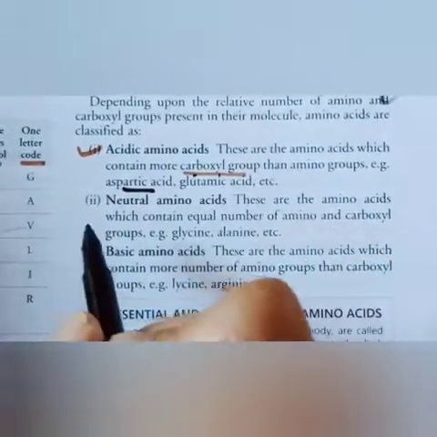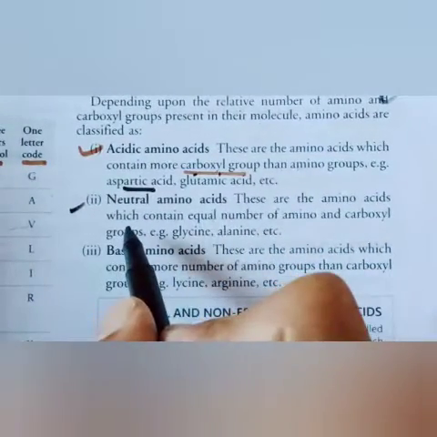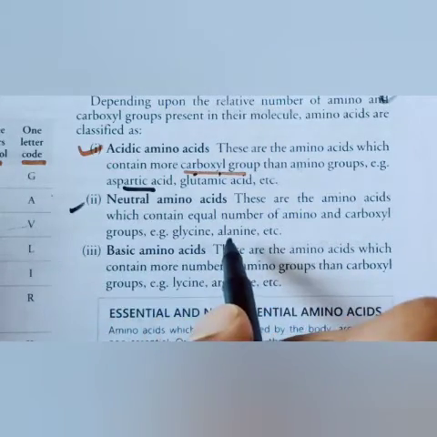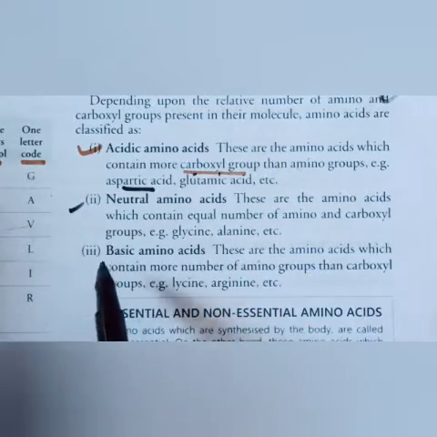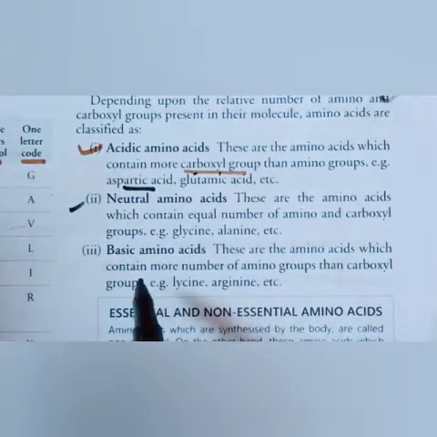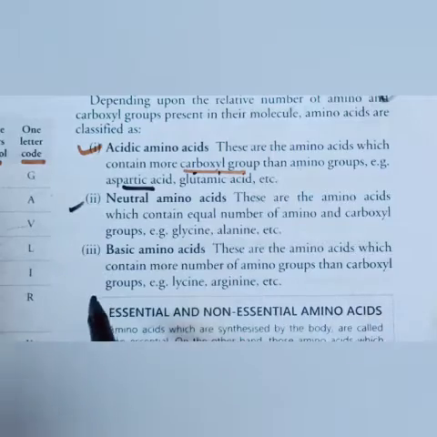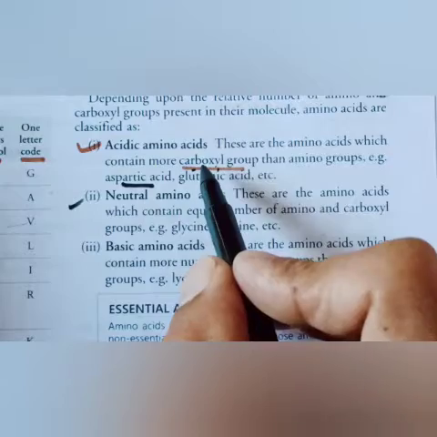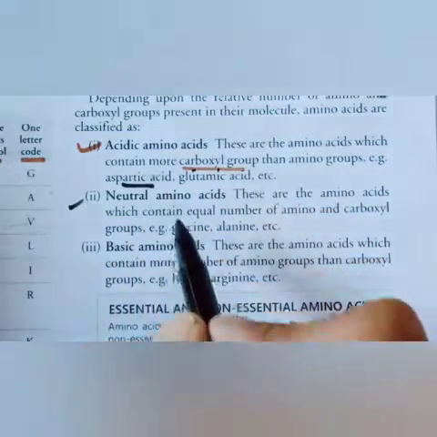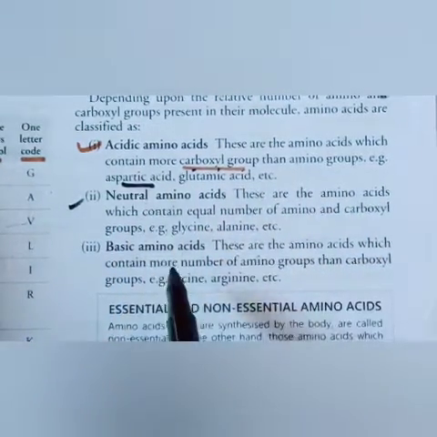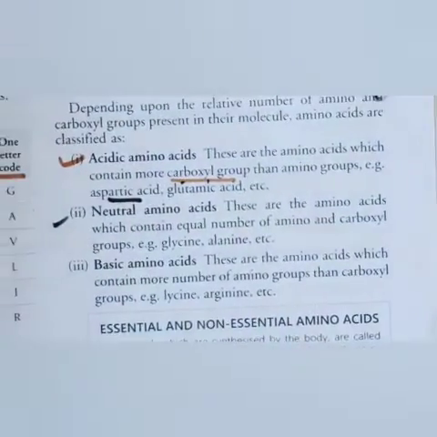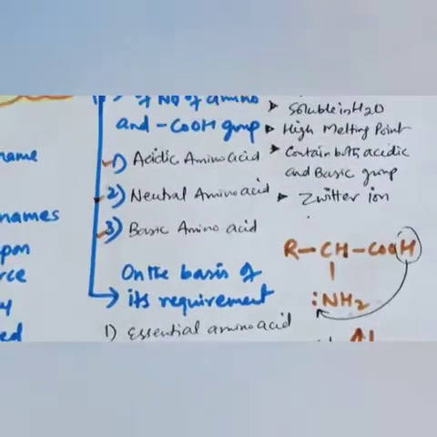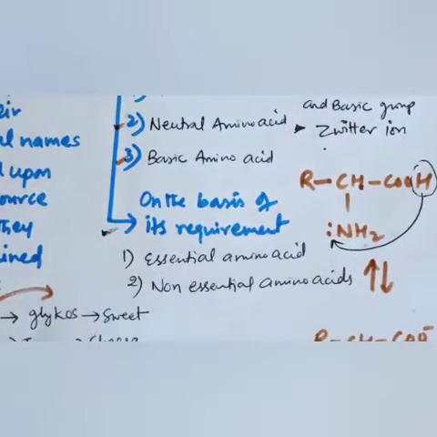Glutamic acid. A neutral amino acid is one which contains an equal number of amino and carboxylic groups. So glycine and alanine are neutral. Basic amino acids are those which contain more amino groups than carboxylic groups. I think it is very clear. If the acid group is more than the basic group, then acidic. If equal, neutral. If basic is more than acidic, then it is a basic amino acid. Okay.